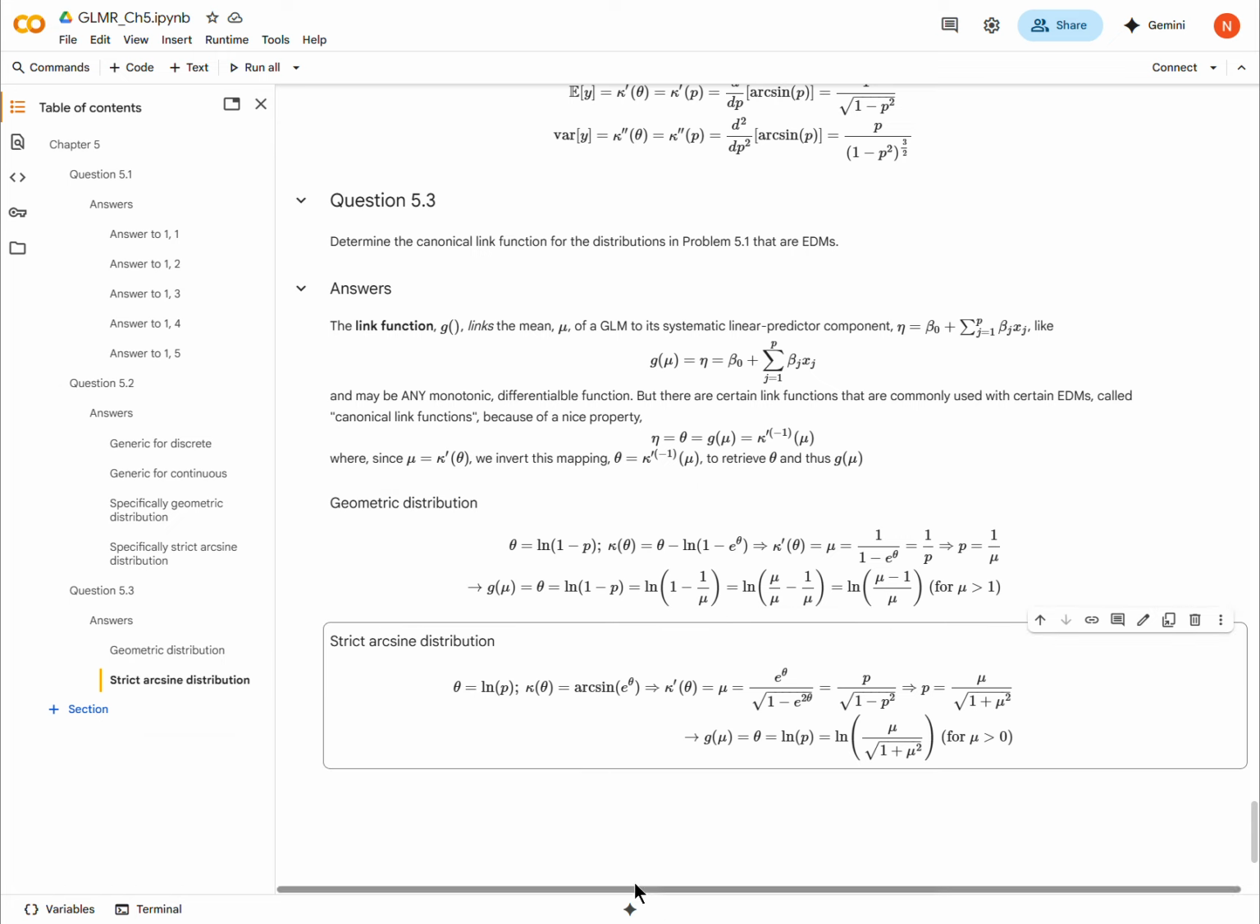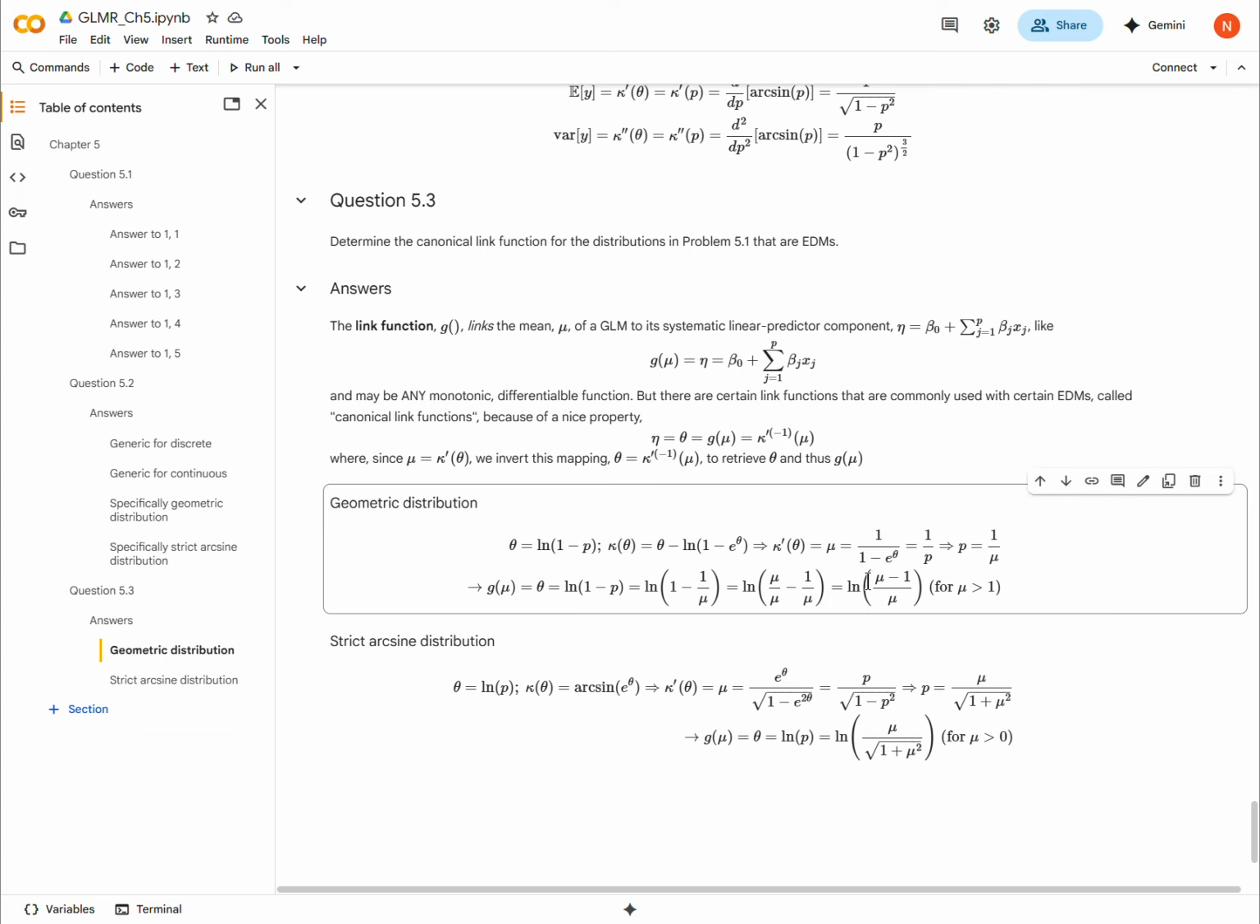Now, for the strict arcsine it's the same thing. We have g of mu, we set that equal to theta, and we know what theta is here: it's the log of p. Then we just push forward, solving for this in terms of mu. I hope that makes sense.